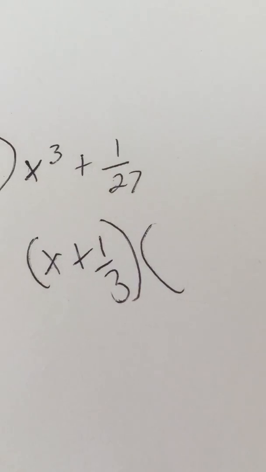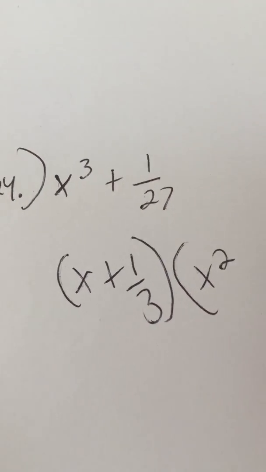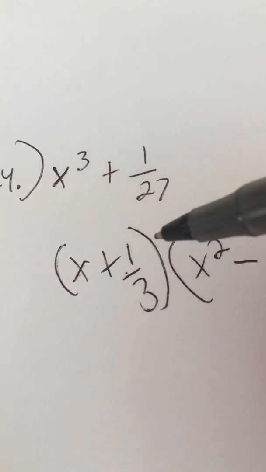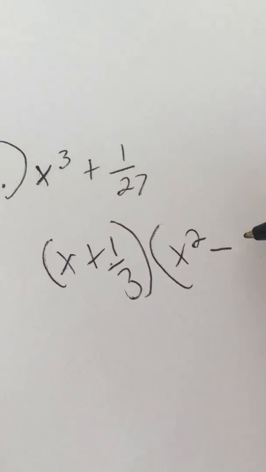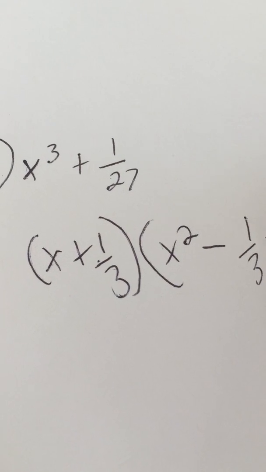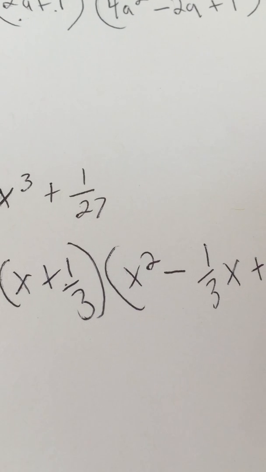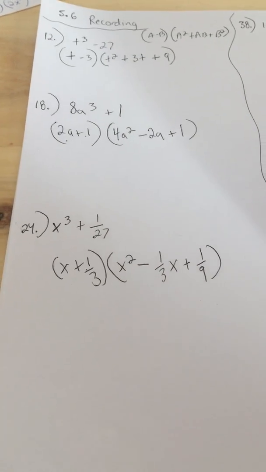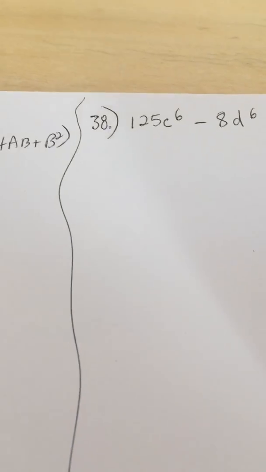So now you have this part where you're going to take the x and do x squared. You're going to switch the sign, the opposite sign from over here, and that is going to be 1/3 times x, so 1/3 x. And then plus, always positive, 1/9, because 1/3 squared is going to give you 1/9. So there's 24.